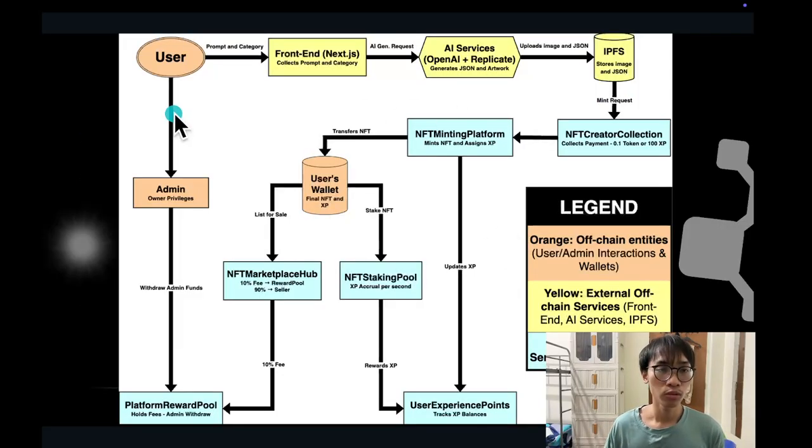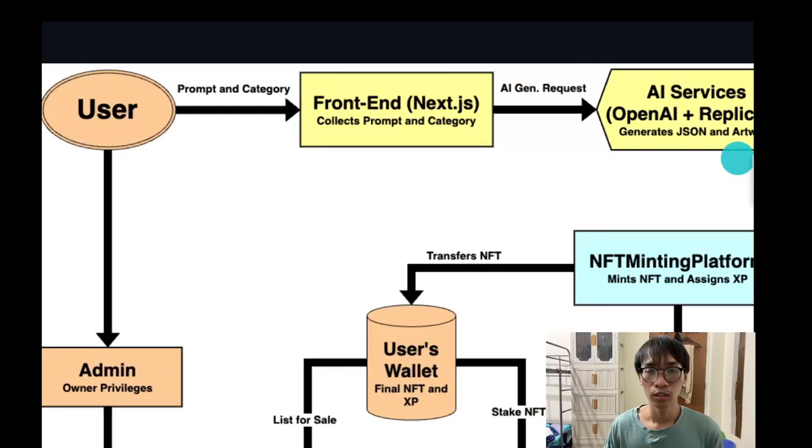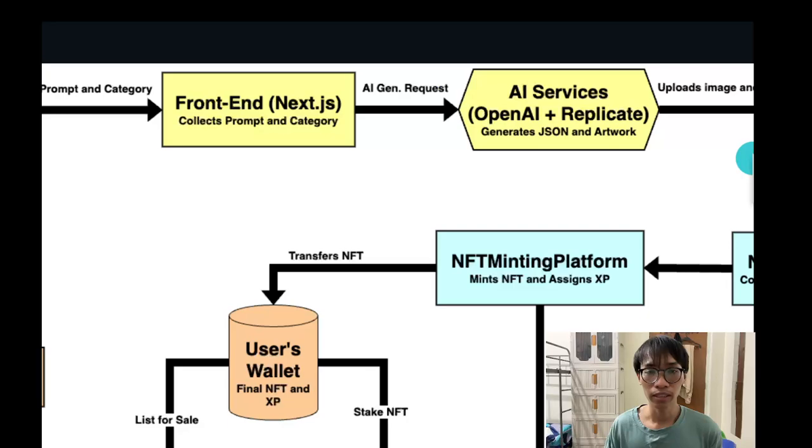So it all starts with the user. The user will see the front end. My front end uses Next.js, and on the minting page specifically, users can input their prompt in the input field and select the category that they want. They can currently select characters, power-ups, and game items, but future developers could just add more categories based on the application or blockchain apps that they want to integrate.